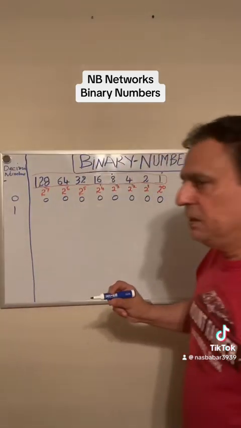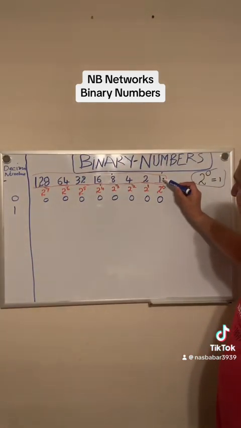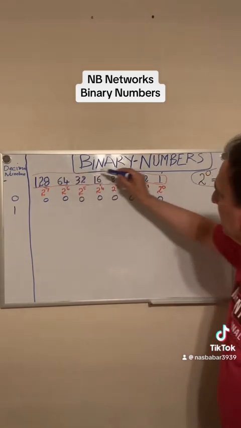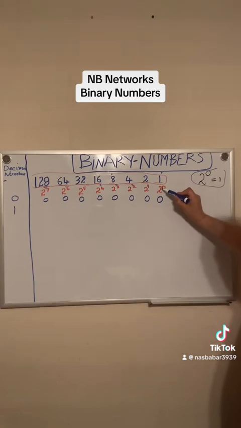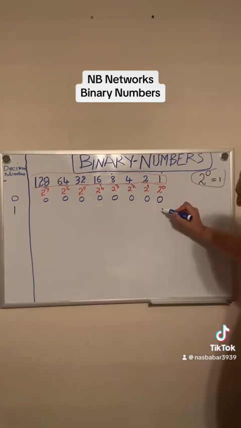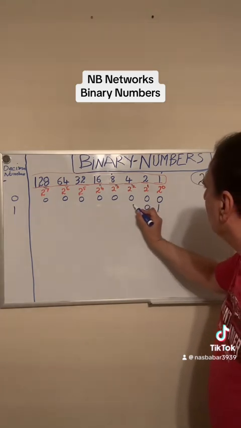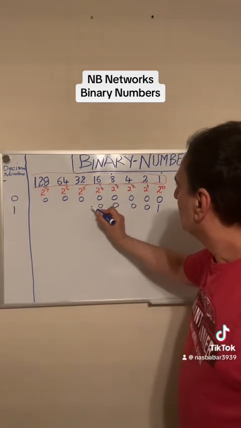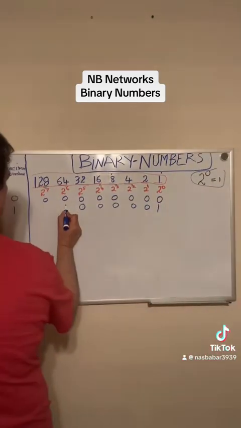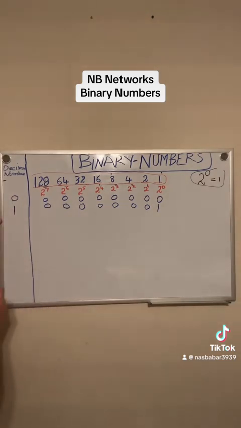If you look here, 2 raised to power 0 is 1. Just keep in mind this reference sheet. You see 1 is right here, 2 raised to power 0 is 1. So I know this bit right here is going to be on, or 1. Everything else is going to be 0. So let's go ahead and keep going. Let's do number 2.